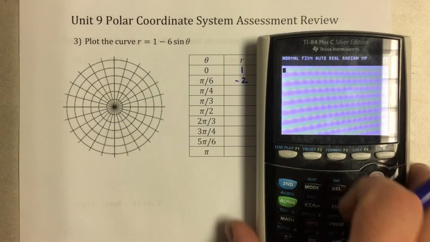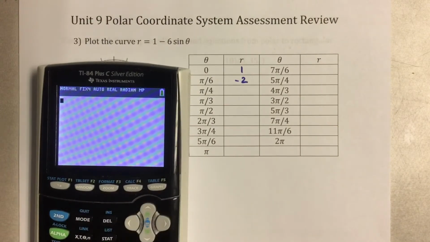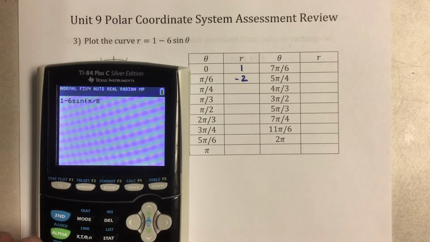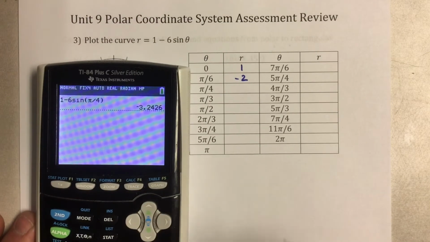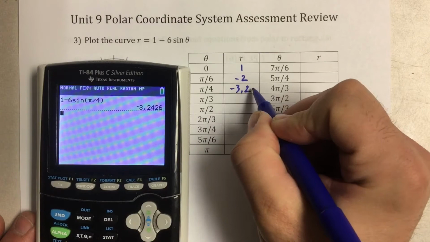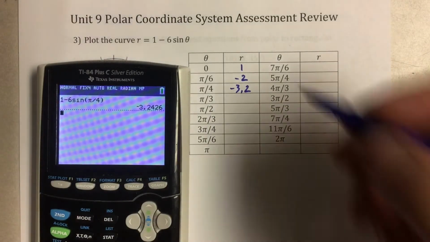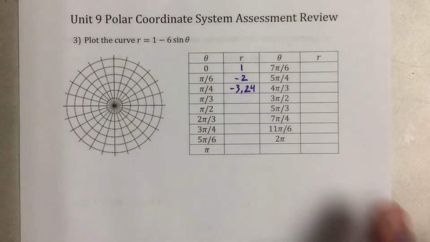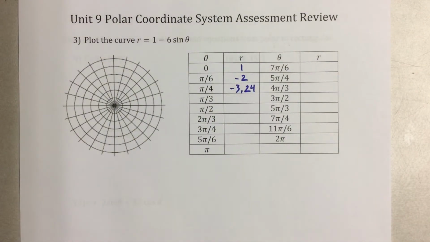Okay, so in this we have 1 minus 6, I'm just showing you what it would look like, sine of, so it's not 3 times theta, it's just theta. So pi divided by 4. We get negative 3.2. Okay, I'll put 2.24. All right, now we just continue this the whole way through. So I'm going to go and do that for you. I encourage you to take the time, you yourself, to pause and fill in your table and check back to see what you get. All right.